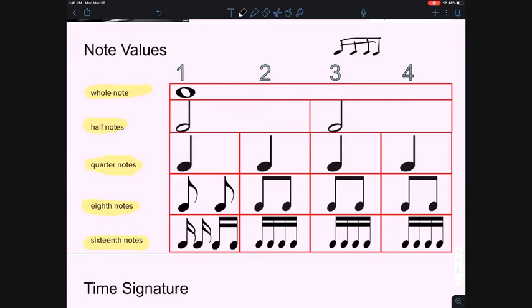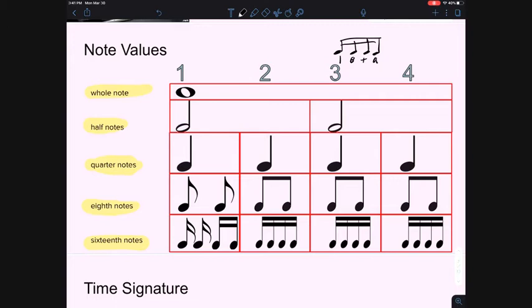And we say 1 E and a, 1 E and a. Okay? So this is 1, 2, ready, go. 1 E and a, 2 E and a, 3 E and a, 4 E and a. So let's start from the whole note and count that with me.